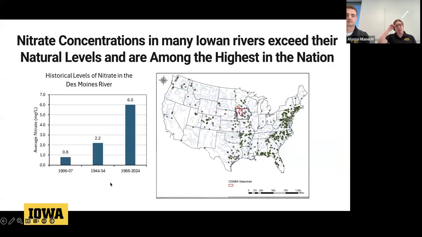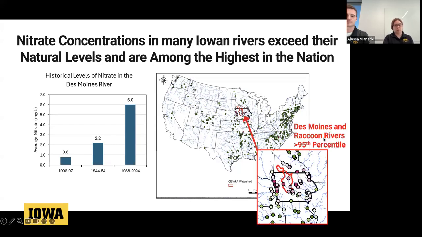Another thing to note is that nitrate concentrations in many Iowan rivers are exceeding their historic natural levels, and as a whole, the nitrate levels in Iowa rivers are among highest in the nation. So as an example, in the Des Moines River, historic levels were quite low, less than 1. But more recently, they're up to 6. And especially last summer, we're seeing continually high levels where we had to use that nitrate removal system for quite a few days over the summer.